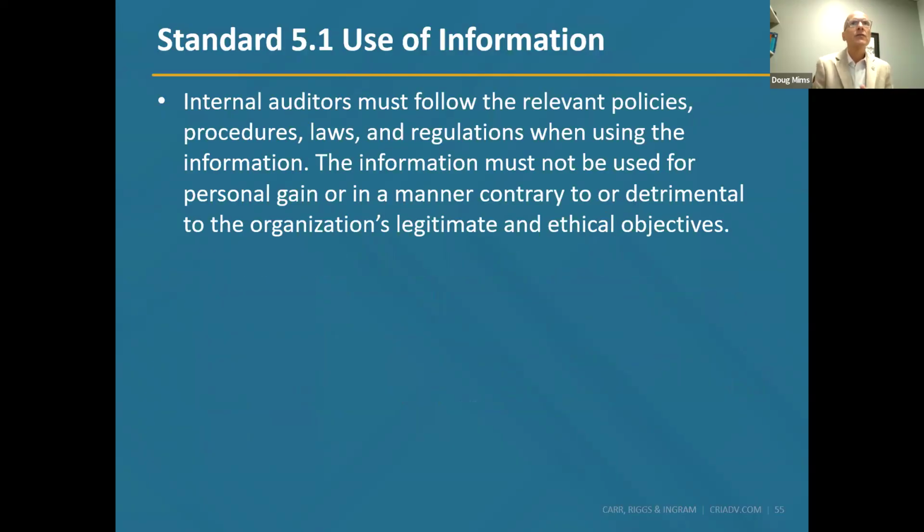Okay, so Standard 5.1, the use of information. This one was also interesting to me because when I think of using information appropriately, I think about sharing information, willfully sharing information that probably shouldn't be shared. But we'll go through this and it'll put a different spin on that. Internal auditors must follow the relevant policies, procedures, laws, and regs when using information. The information must not be used for personal gain or in a manner contrary to or detrimental to the organization's legitimate and ethical objectives. And this is kind of what I think about.